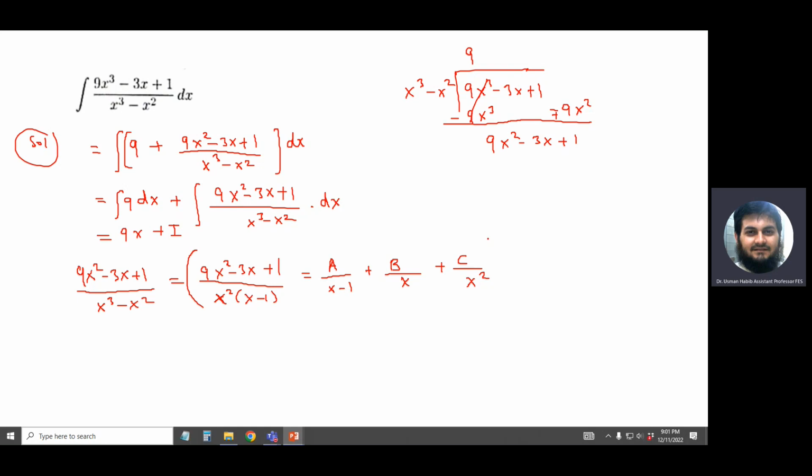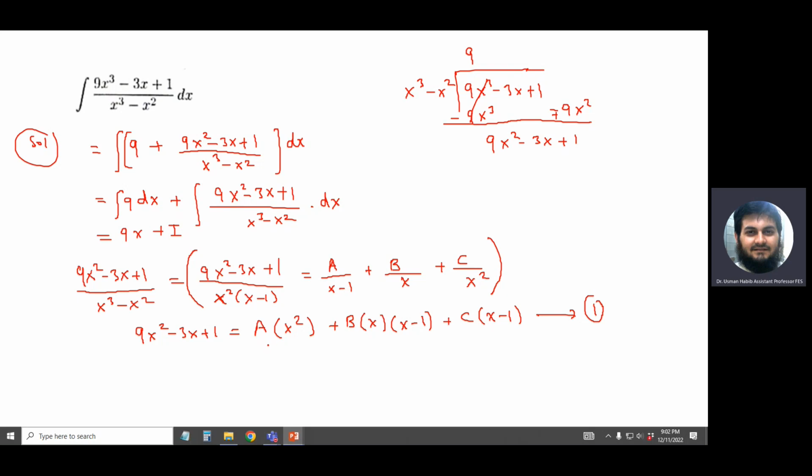First, consider all of this. The left hand side and the right hand side. We just want to get rid of the denominator, so we multiply everything by x squared and x minus 1. What do we get? 9x squared minus 3x plus 1 equals a multiplied by just the x squared, because the x minus 1 will get cancelled, plus b times x minus 1 plus c times x minus 1. That's it. That is our main equation. Please remember that. We need to find the values of a, b, and c.